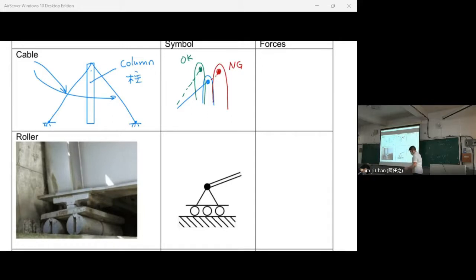Because it prevents movement, so we have a force in this direction. Okay.